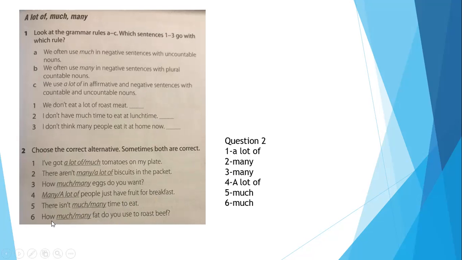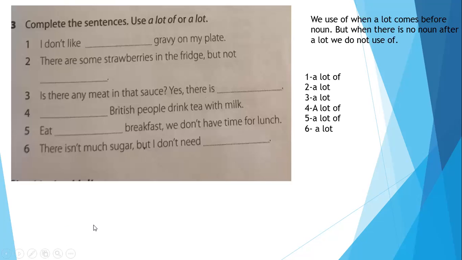Okay? Here, and how much fat do you use to roast beef? In fact, fat is uncountable also. Here we are going to use a lot and a lot of. شو الفرق بين a lot and a lot of? Look here, we use of when a lot comes before nouns. بستخدم a lot of لما يكون عندي بعدها nouns. أما ما يكون عندي nouns بستخدم a lot. We don't use of. يعني لما بدي أحط of أوكي بده يكون عندي بعد الأوف noun.